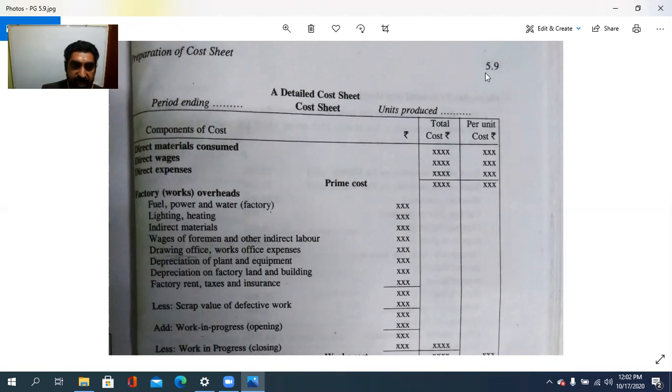We need to add factory or works overhead along with that. So what are the factory or works overheads? Fuel, power and water with regard to the factory, lighting, heating, indirect material, wages of the foreman and other indirect material, indirect labor, drawing office, work office expenses, depreciation of plant and equipment, depreciation of factory land and building, factory rent, taxes and insurance. All together we need to add it. Along with that, we will deduct the scrap value of the defective work.